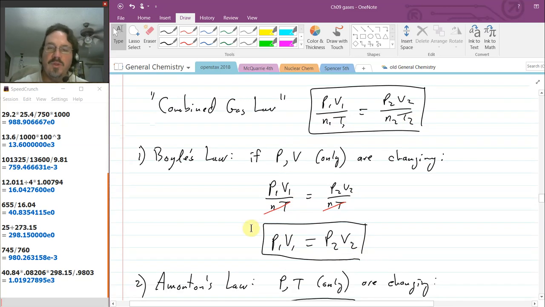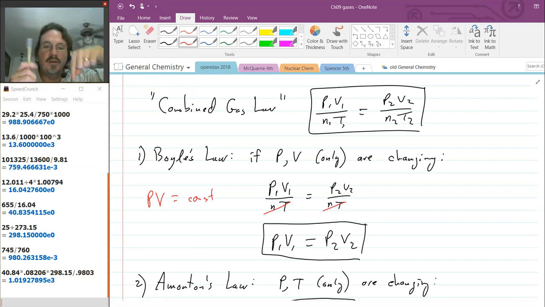That condition, where the only things you're allowed to change are pressure and volume, because everything else is held constant, pressure and volume 1 equals pressure and volume 2. Those conditions are called Boyle's law. If you think about this, the idea that pressure times volume is some constant means that if pressure increases, volume is going to have to decrease in order for them to always equal that same constant.